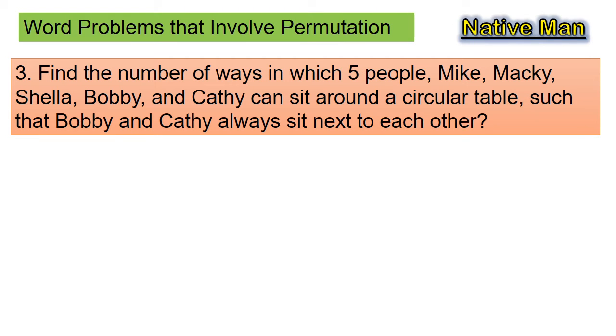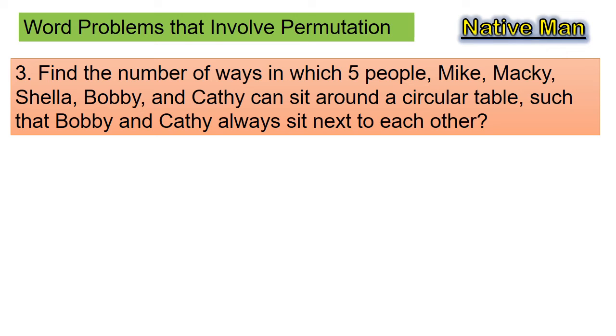Okay, number 3 naman po tayo. Find the number of ways in which 5 people, Mike, Maki, Sheila, Bobby, and Cathy, can sit around a circular table, such that Bobby and Cathy always sit next to each other. If you notice, this problem is a circular permutation. Madali lang po yung circular permutation, n-1 factorial.